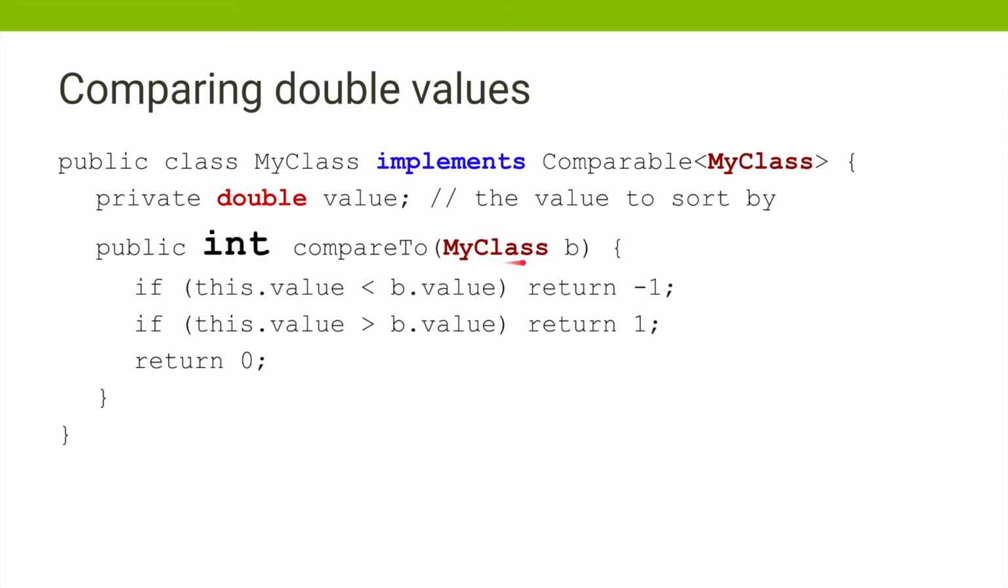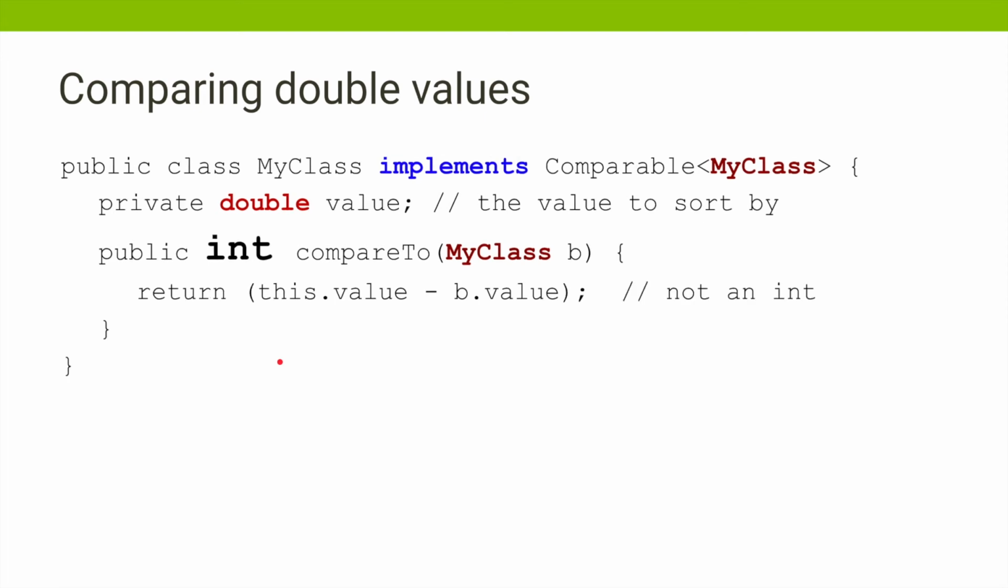It still takes a MyClass object. So how do I want to do this? Well, I want to say if this dot value is less than b, return -1. If this dot value is greater than b, return 1. Otherwise, return 0. That totally works, and I could do that. But let's look at the faster way.